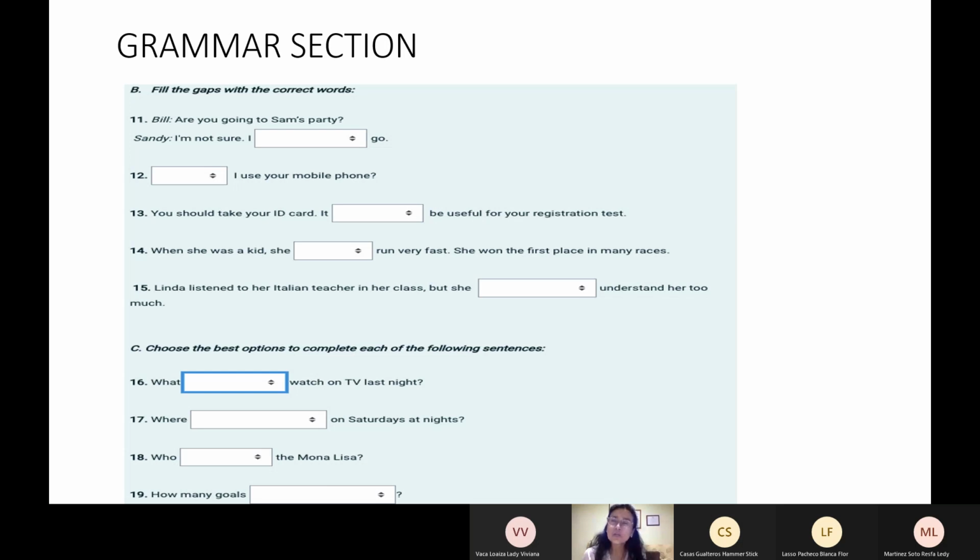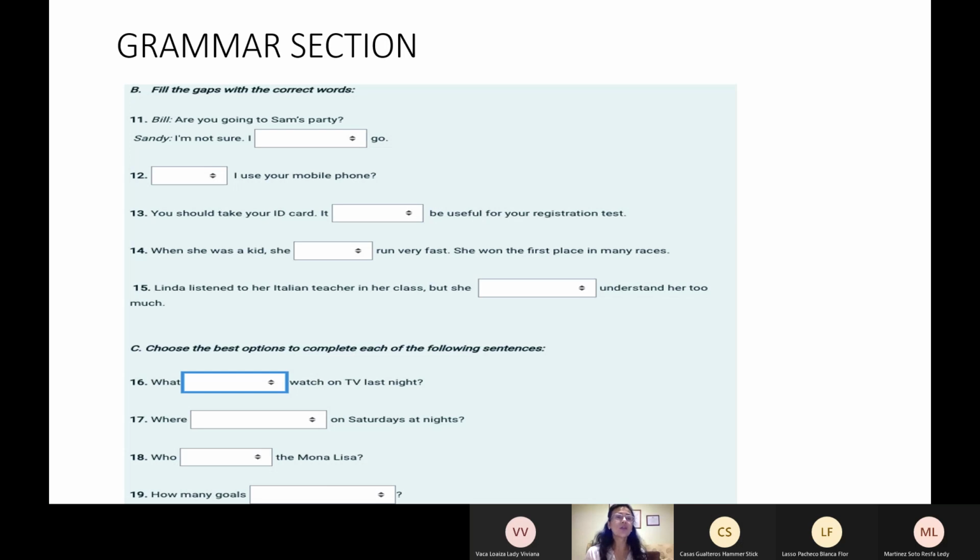Pero utilizó el will, ¿por qué? Porque dice, I am not sure. No estoy segura si yo iré. I am not sure I will go. En ese caso sería. No estoy segura si yo iré. Si estuviera segunda, dice, of course, I am going to. Me voy para la fiesta.